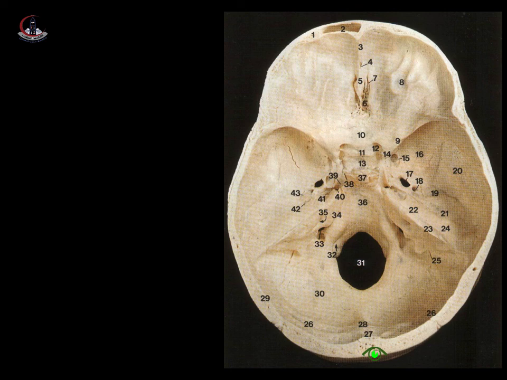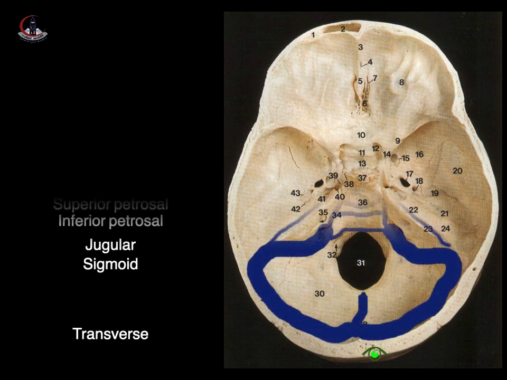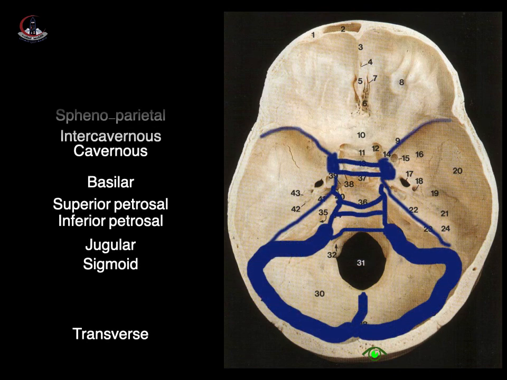Now here, this is the skull from inside, showing the different venous sinuses from posterior to anterior, and these are the transverse, the sigmoid, the jugular, the inferior and superior petrosal, the basilar, the cavernous, the intercavernous, the sphenoparietal, and finally the straight. This here is the transverse on behind and the straight on the front.